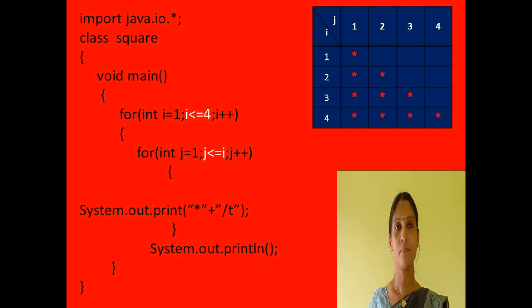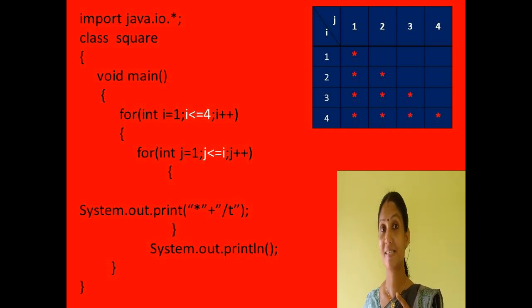How will it work? See, now the value of i is equal to 1. Then j also will start from 1. That means 1 1, you will get 1 star. Okay, then the limit is over. Again it will go to the outer loop. Now the value of i is equal to 2. But j is starting from 1. That means 2 1, 2 2. Limit is over. You will get 2 stars.